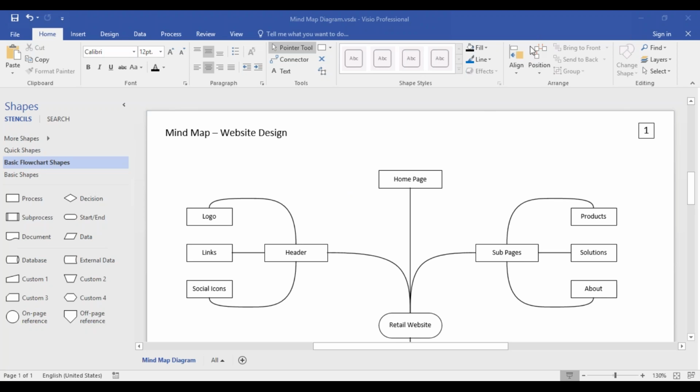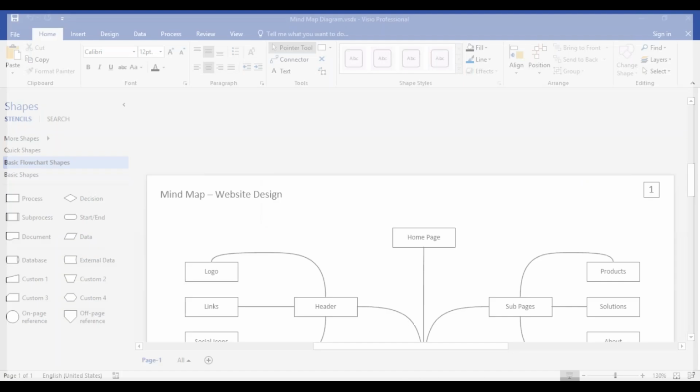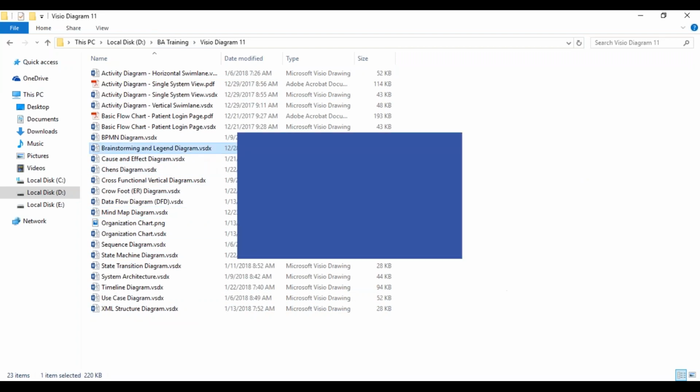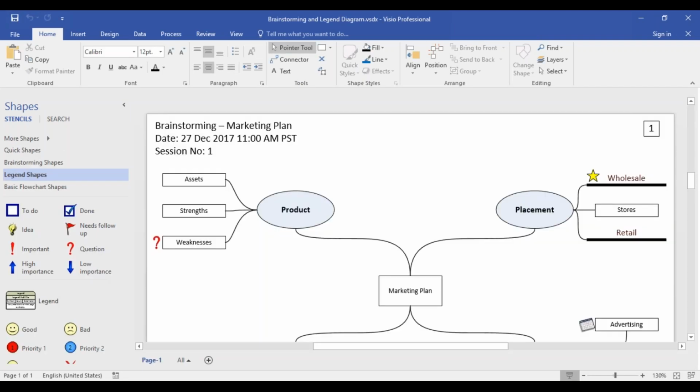Next, we will see how to create a brainstorming diagram. While it is still fresh in your mind, you have learned the concept of brainstorming. What is brainstorming? A requirement elicitation technique. So now we will see how to create the brainstorming and legend diagram.